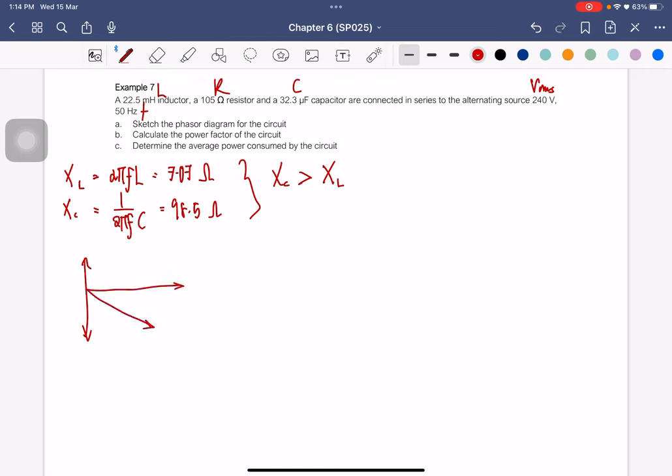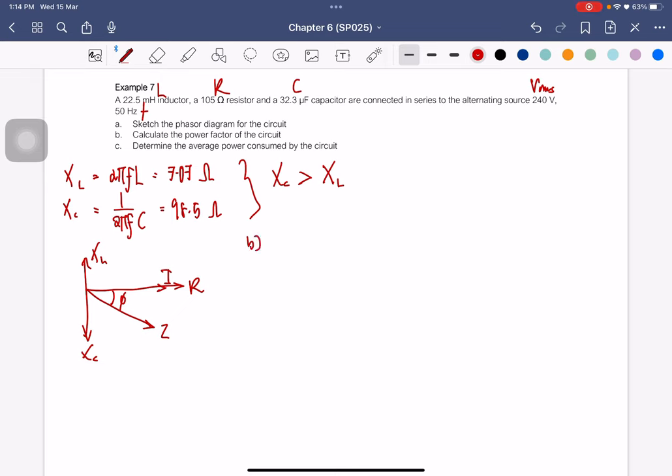Okay, so this is Z, this is VC. No, sorry, not VC. We write XC. XR, this is R. This is XL, this is V. And then this is current. Okay, so that is your phasor diagram. Next, we have to calculate the power factor for the circuit.